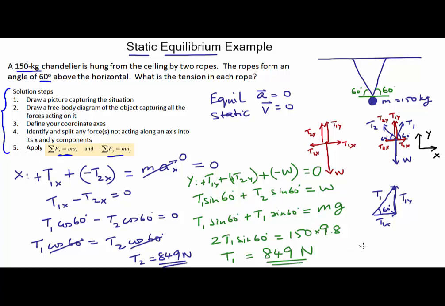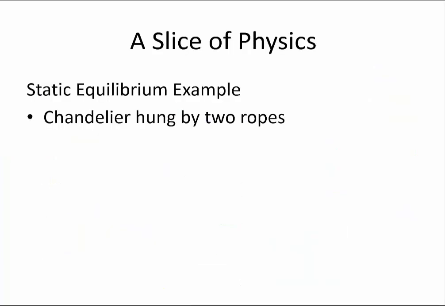And that's it. So this is how we solve a static equilibrium problem. But you will see as we move on to dynamic equilibrium and dynamics problems, the process that we follow will always be the same. This slice of physics introduced you to the standard method of solving static and dynamic problems and took a simple example of a chandelier hung in equilibrium by two ropes.